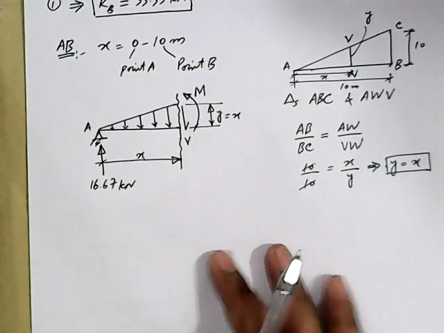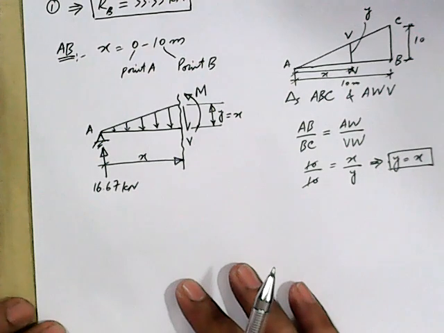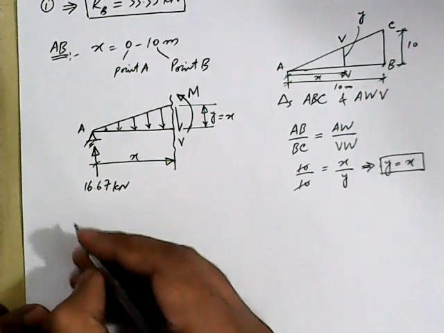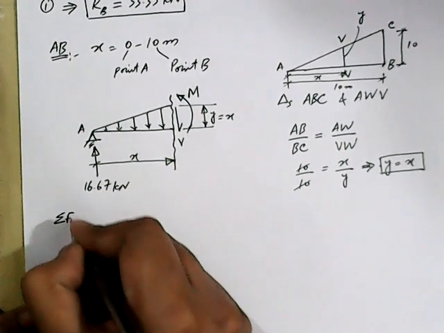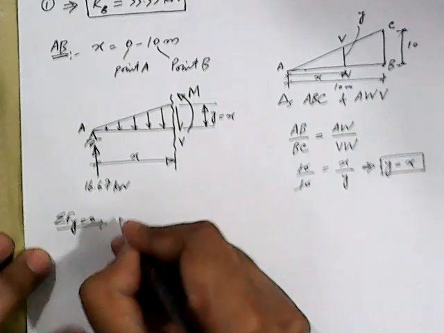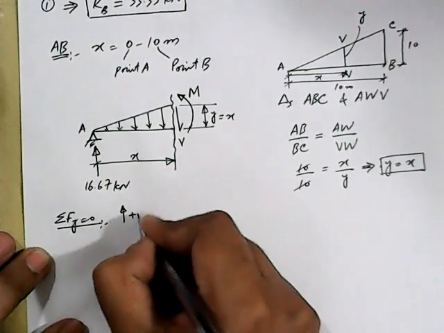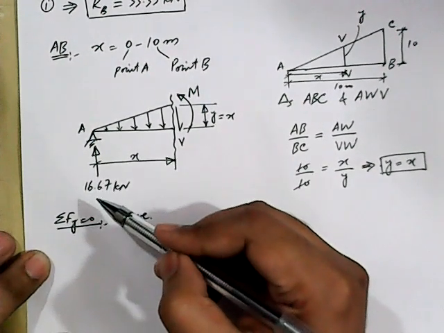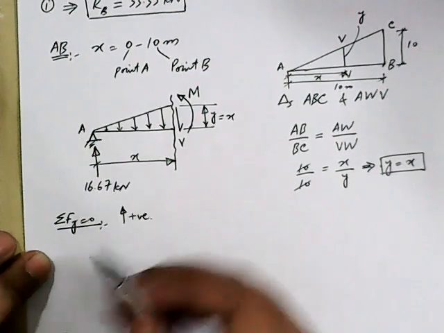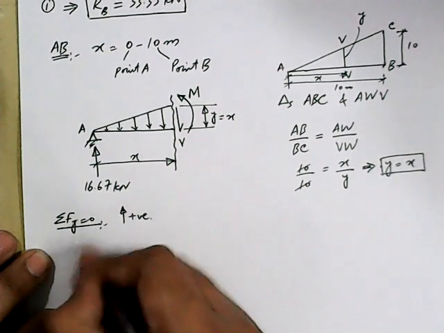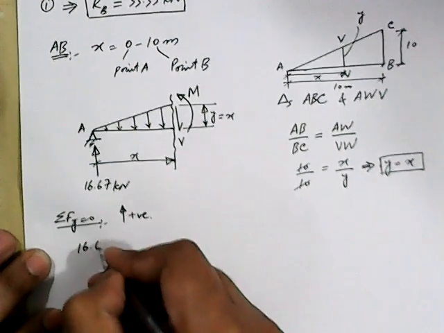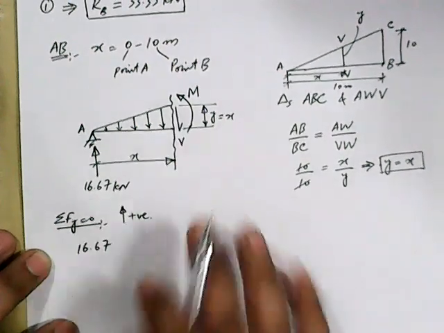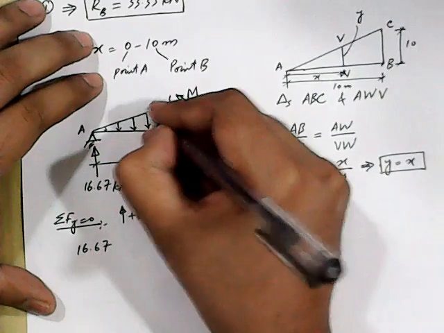Now let's move towards writing down the equations of shear force and bending moment. For shear force, we will write down the equation sigma Fy equal to 0, and our convention will be we'll take upward forces as positive. Now, how many forces are there parallel to y-axis? We have 16.67 kilonewtons. So it's acting in the upward direction, so it will be positive 16.67. Then, what about the resultant of this triangular load? We mark the resultant here.